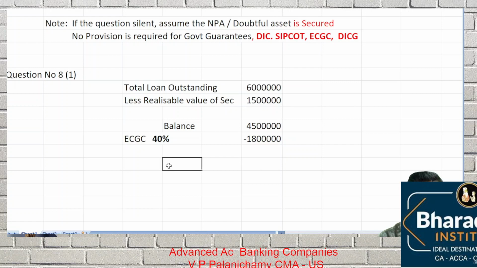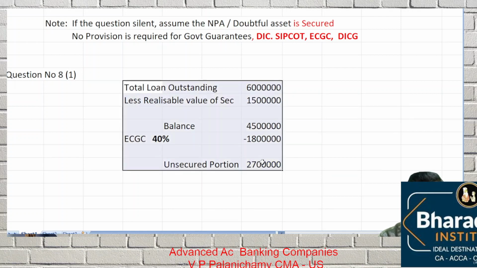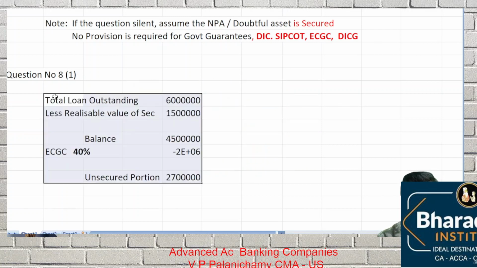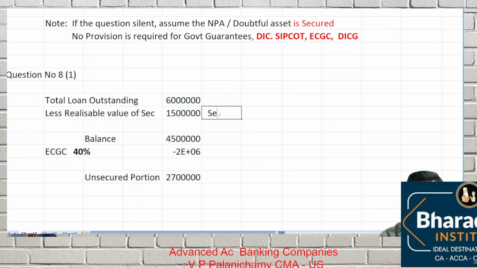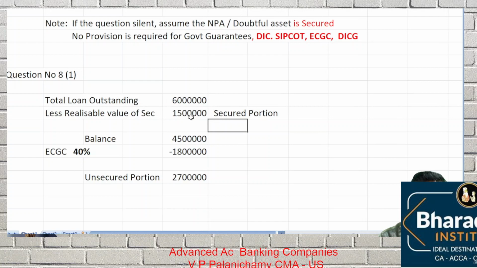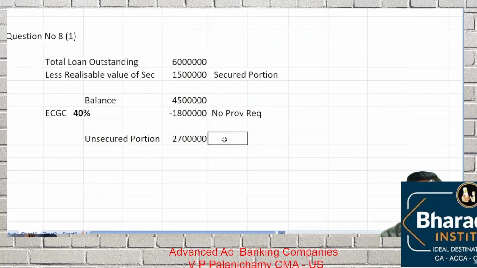40% is given by government guarantee. So the remaining portion will be the unsecured portion, that is 27 lakhs. So total loan outstanding is 60 lakhs. In that, 15 lakhs is secured portion. Balance is 45 lakhs. And that 40%, no provision required for that because it's a government guarantee. Then for the unsecured portion, we have to create provision.